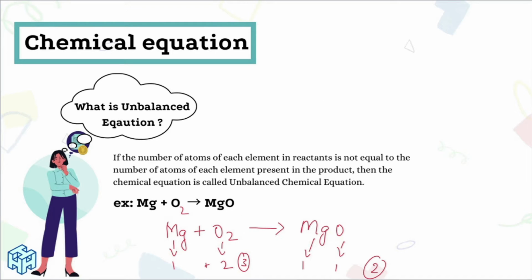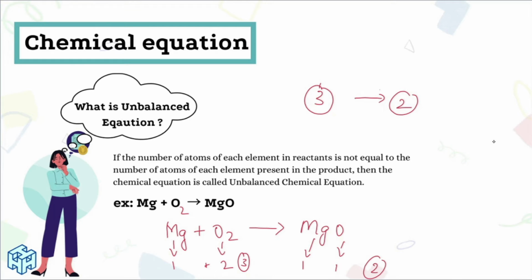How is it possible? We are adding 3 atoms and we are getting only 2. Is this possible? No, this is not balanced. If I am adding 3 atoms, I should get 3 atoms. If I am adding 2, I should get 2 atoms. But I am adding 3 and just getting 2. Sir, it's really not fair. So this is called an unbalanced equation, an equation in which the reactant side and the product side are not the same. I will give you one more example to understand this more clearly.